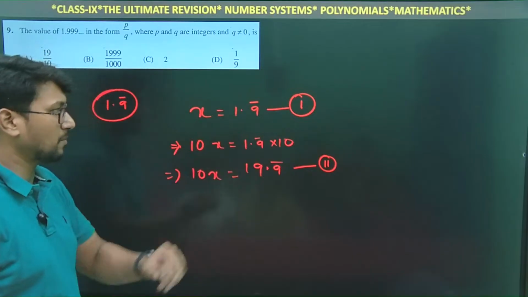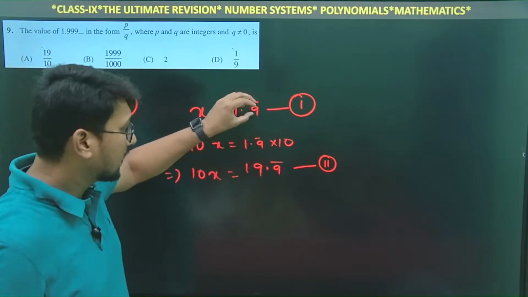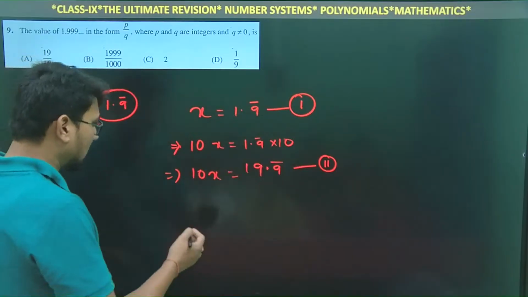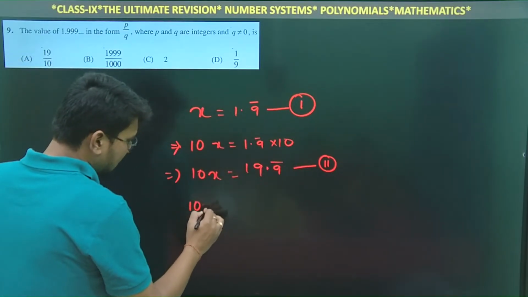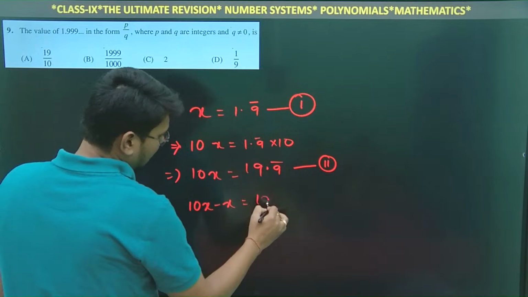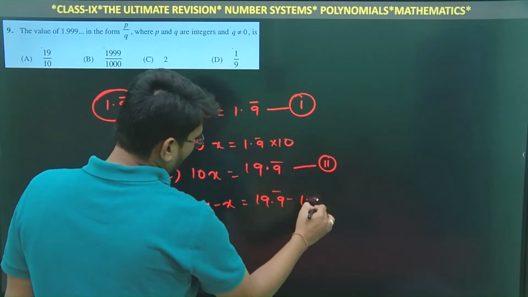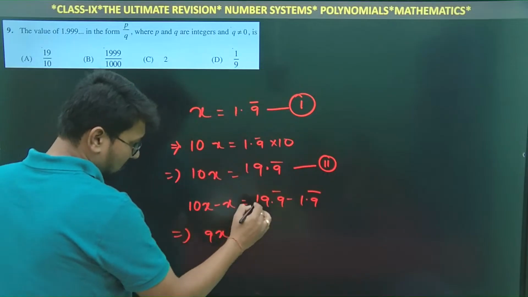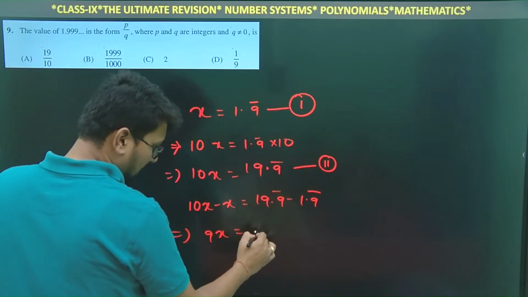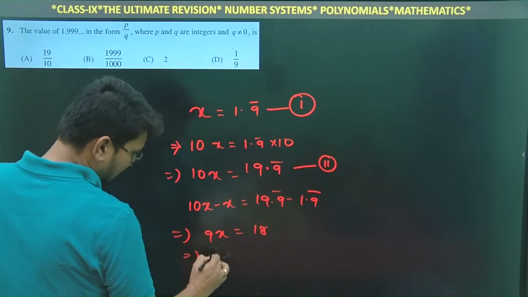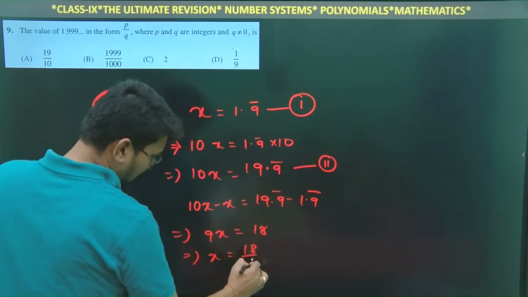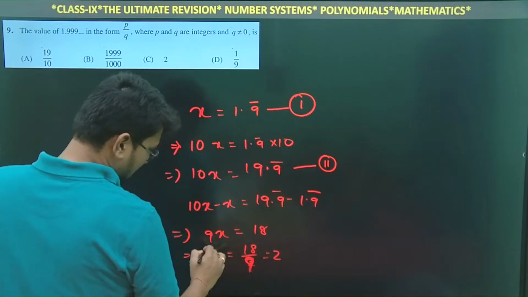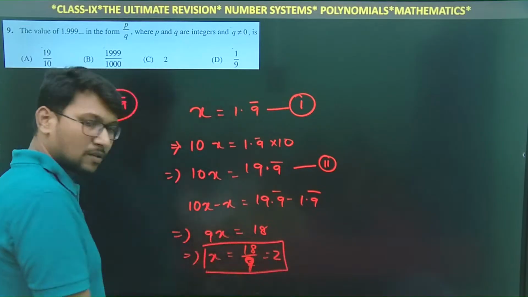Let us subtract which one? Because in equations 1 and 2, their decimal parts are the same. So right now we can subtract. While subtracting, what will we get? 10x minus x equals 19.9 bar minus 1.9 bar, which implies 10x minus x is 9x. 9x equals how much? 18. So this implies x equals 18 by 9, that is 2. Answer, right? Everyone clear? Okay.